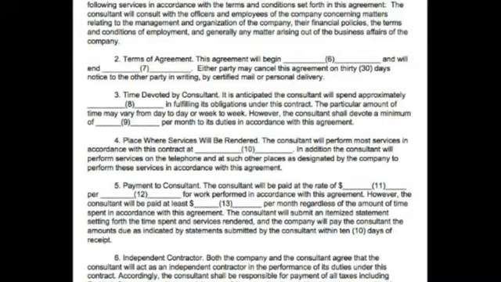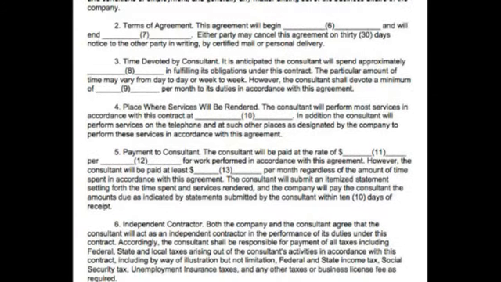Payment: the consultant will be paid the rate of X dollars per X dollars of work. Okay, you really don't want to pay someone by the hour unless you really have to. It's much better to pay them by the month or pay them by the project. You're reducing your risk of them being categorized as an employee. And also, it makes it simpler in a lot of ways.